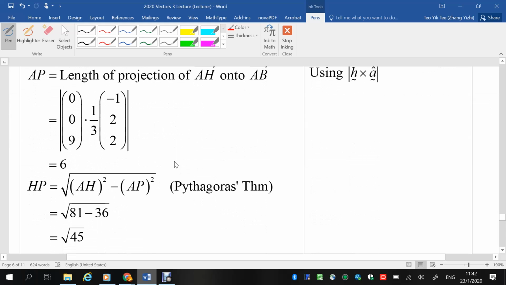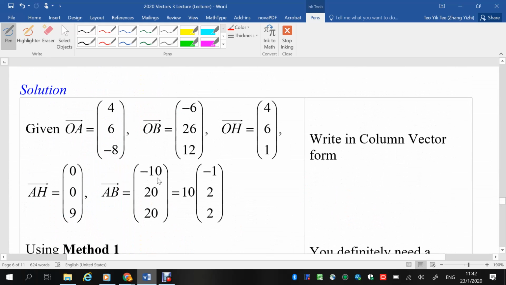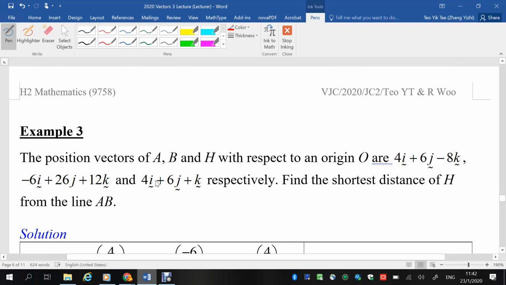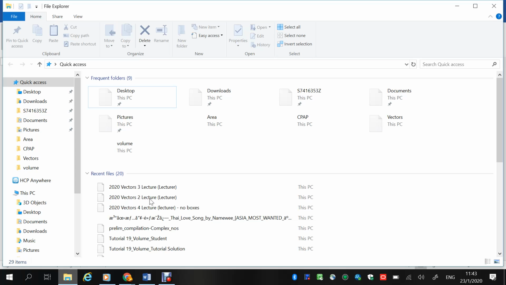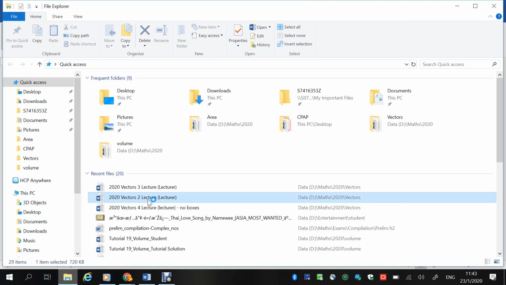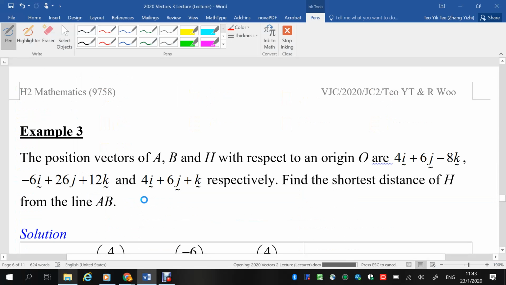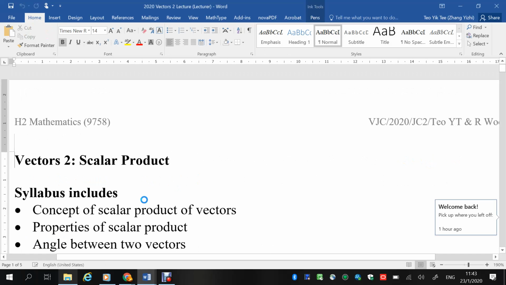So congratulations, you have finished your chapter 3. What I need you to do now, let's return back to your example 3. Look at the question again. I want you to read this question. And then flip back into your chapter 2, example 6, part 3. Compare the two questions. Are they the same?